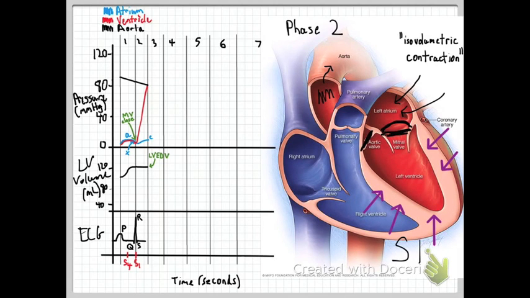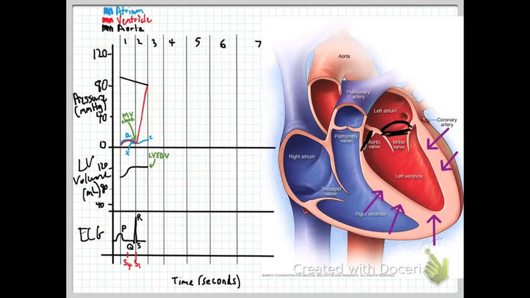Let's move forward now to talk about phases 3 and 4. So in this phase, the left ventricular pressure continues to increase with ventricular contraction, ultimately to a point that it is able to overcome the pressure in the aorta, and that forces the aortic valve open.